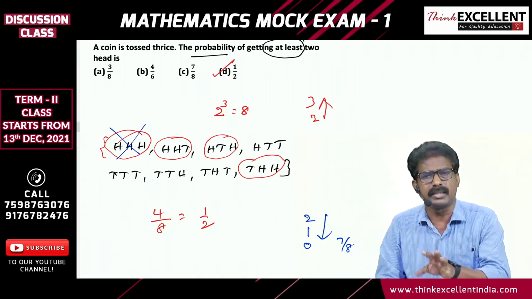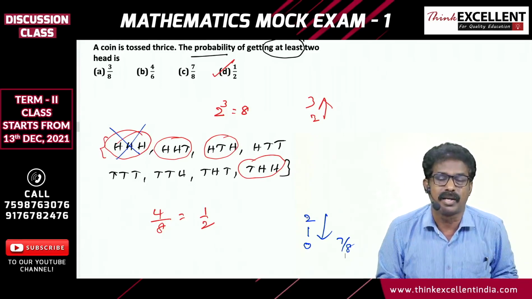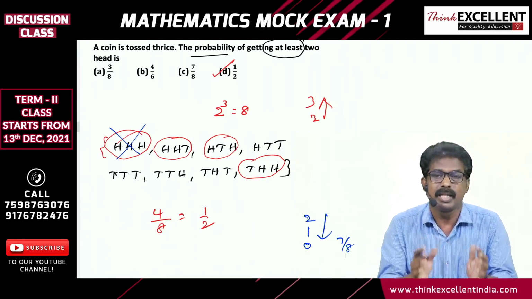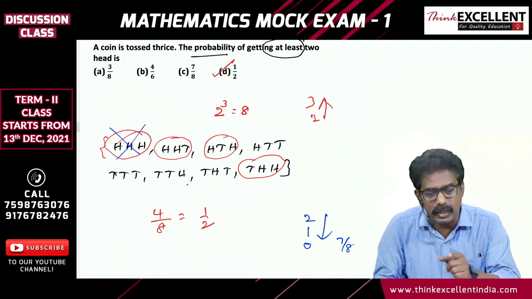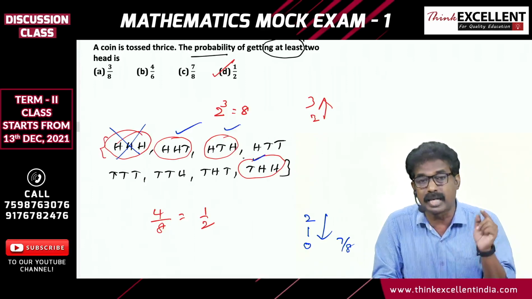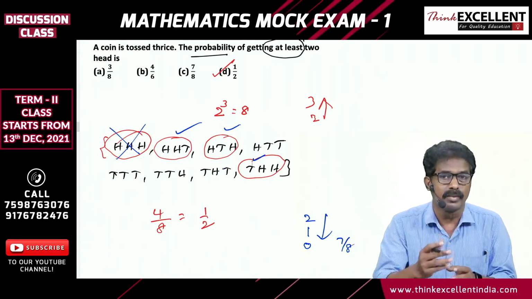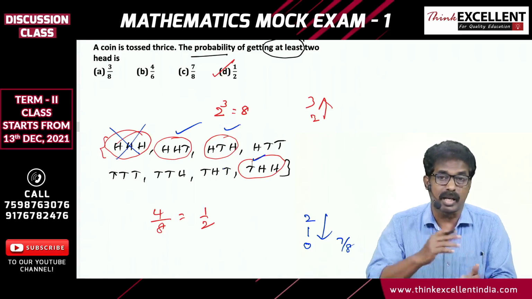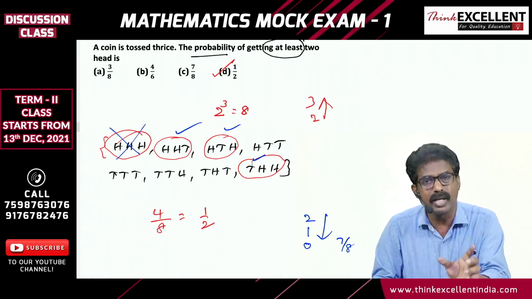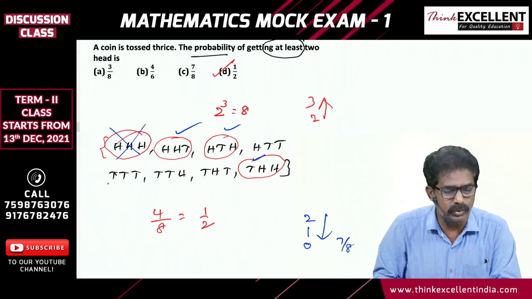Suppose nothing is mentioned, they just say 2 heads. If they give only 2 heads, it means exactly 2 heads. Exactly 2 heads, only those 3: 1, 2, 3. Then your answer is 3 by 8. In all of them it is 2 heads, but the word only 2 heads, exactly 2 heads, or at least 2 heads, or at most, when one word comes, the answer changes. So you do very carefully.